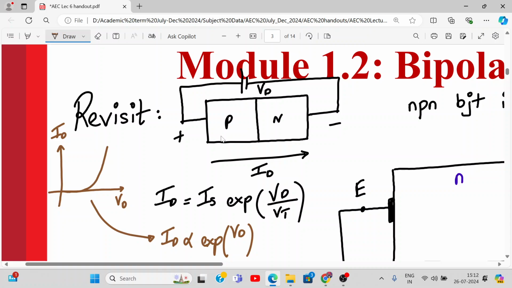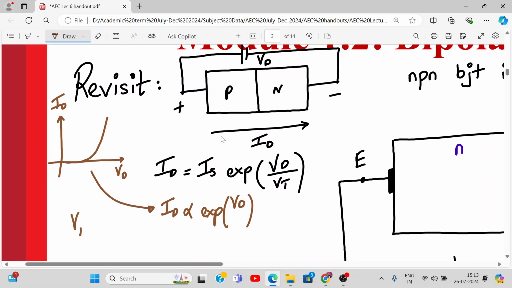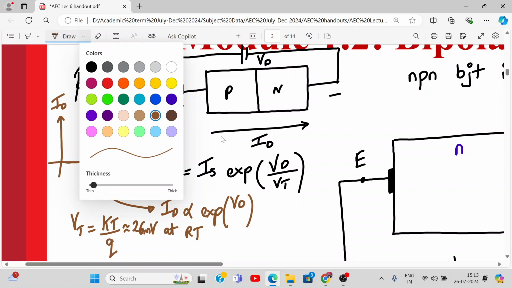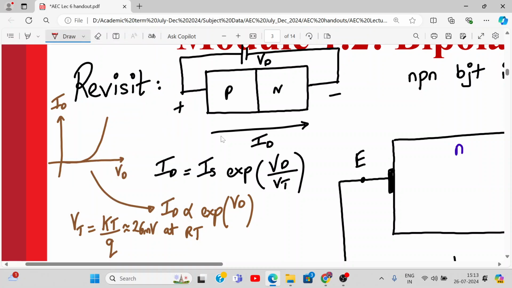There is a proper derivation for this which you don't have in your curriculum. ID comes out to be equal to IS times exponential of VD upon VT. IS is the reverse saturation current in a diode, the leakage current. VT is called the thermal voltage, VT equals kT by q, where k is Boltzmann's constant, T is the temperature and q is the charge on an electron. It is around 26 millivolts at room temperature. The key point we learn from here is that ID is proportional to the exponential of VD.